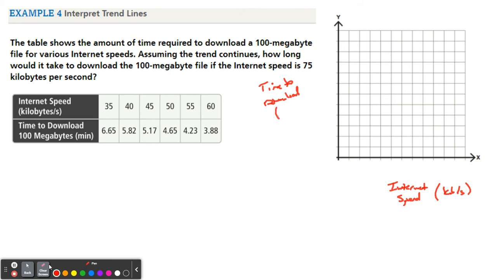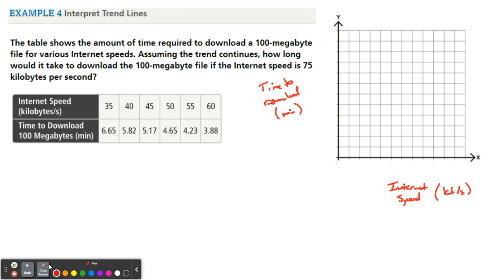And that is in minutes. And it's time to download 100 megabytes, but it's fine. So if you notice here, our graph doesn't necessarily start at zeros, right? The lowest x value is 36. The lowest y value is 3.88.